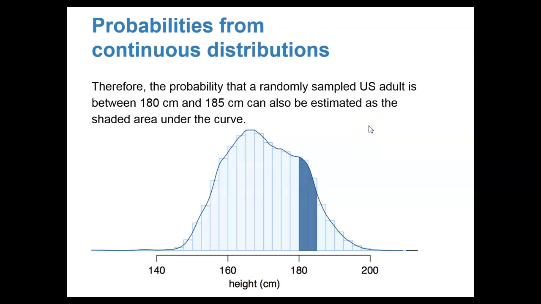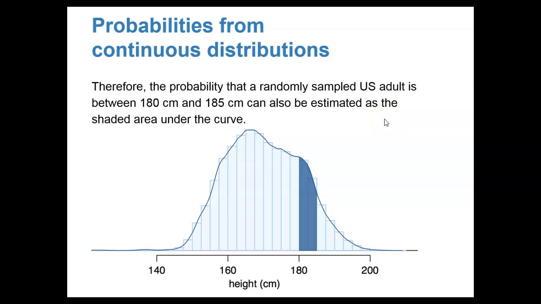So now that we are looking at the distribution of heights as being represented by a probability density function, we can talk again about the probability that a randomly selected or randomly sampled U.S. adult is between 180 and 185 centimeters by estimating it as the shaded area under the curve. And in this case, from our textbook, we saw that that value was approximately 1,157 ten-thousandths, which is very close to what we found a couple of slides back using the histogram.